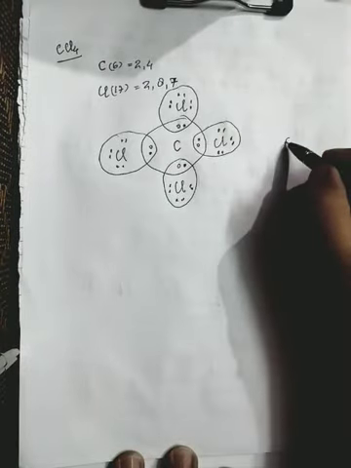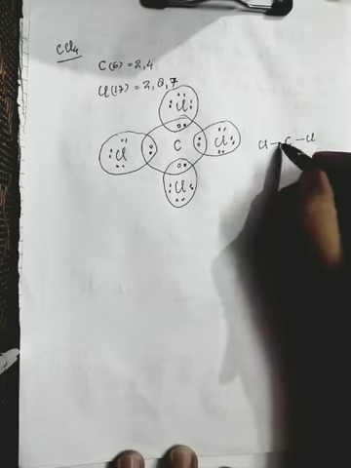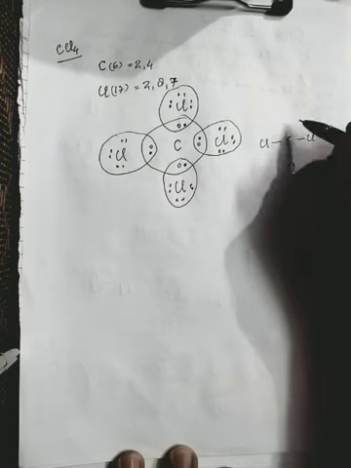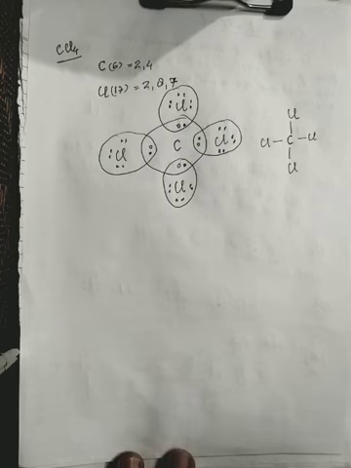So here carbon shared 4 electrons with 4 chlorine atoms. Then how will you write? Carbon is attached with 4 chlorine atoms through single bonds.